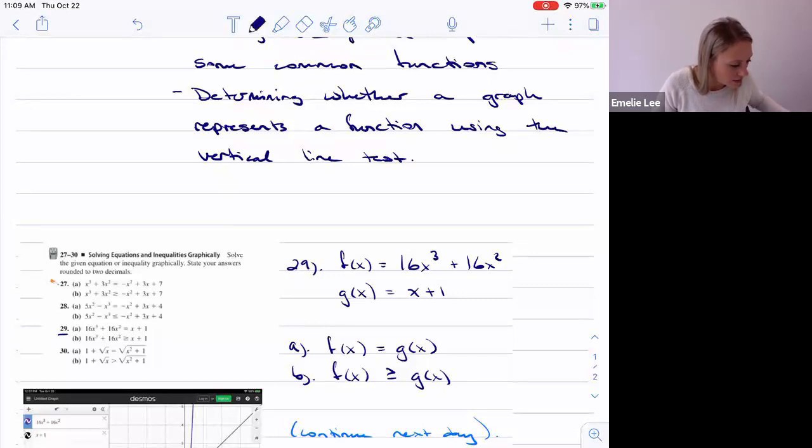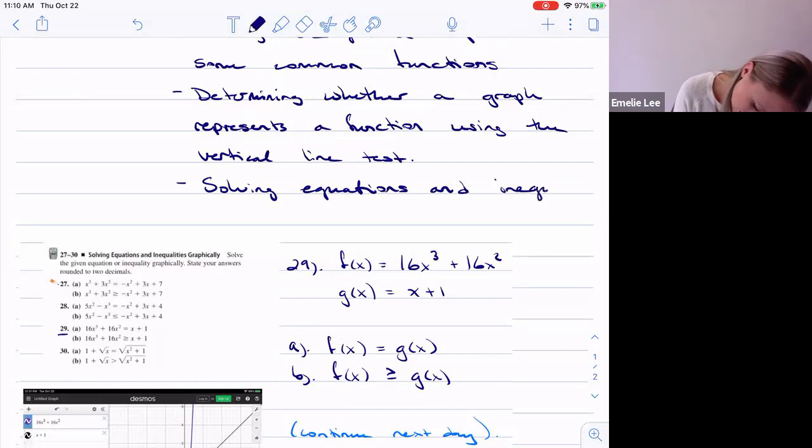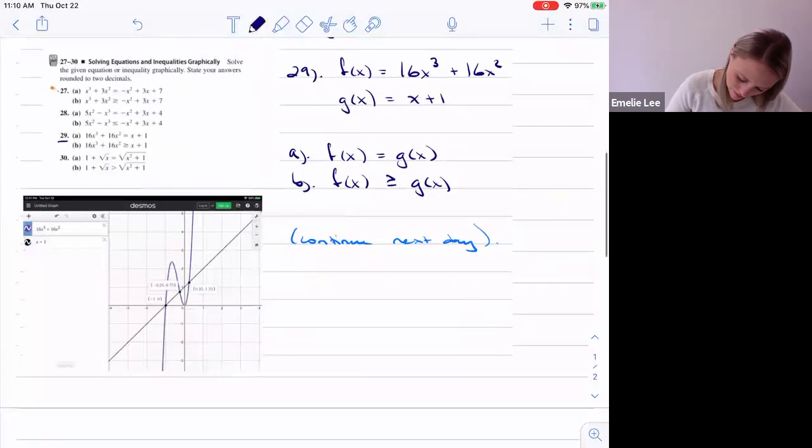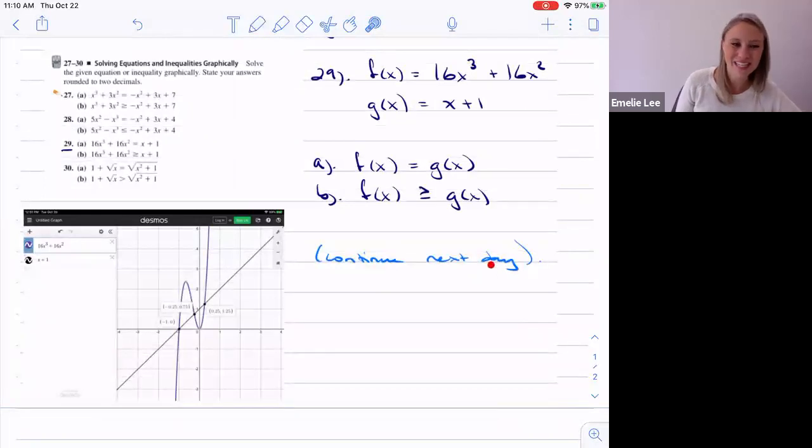And I think, oh yeah, and then finally we talked about solving equations and inequalities graphically, and that's kind of where we ended off last day. So I'll put that here. Solving equations and inequalities graphically. And I just kind of copied and pasted this chunk from last day because we said continue next day. Well, that's from last day, so I'm gonna continue today. Whee.